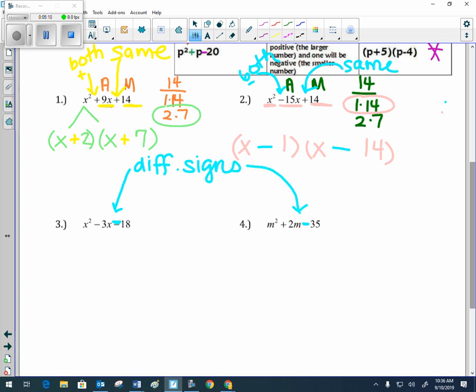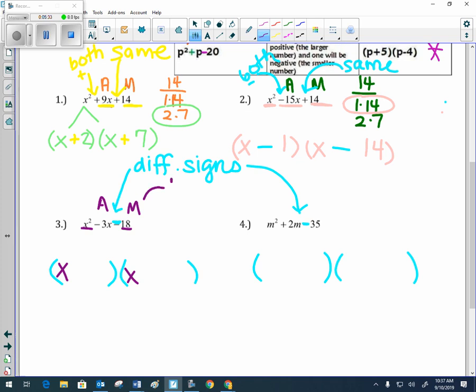So when I set up my parentheses, I want to keep in mind that in both of these two cases, the signs will be different. So I start this question the same way. I take a look at the number at the end. I want numbers that multiply to 18, add or subtract to 3x, and the x squared means that my two parentheses are both going to have an x in them.